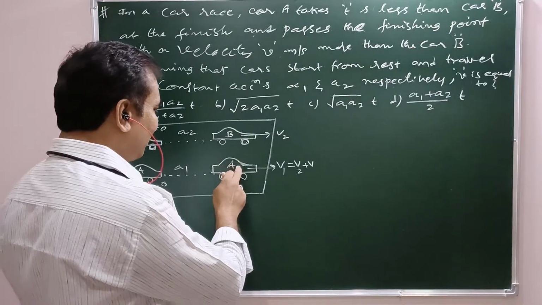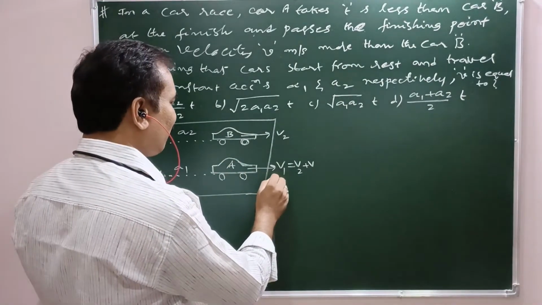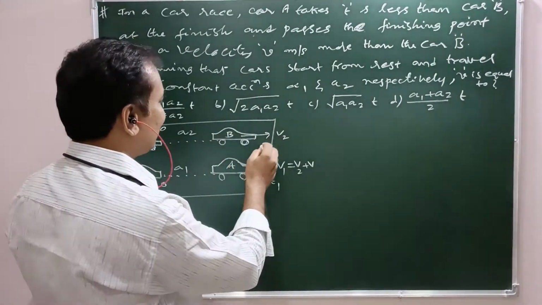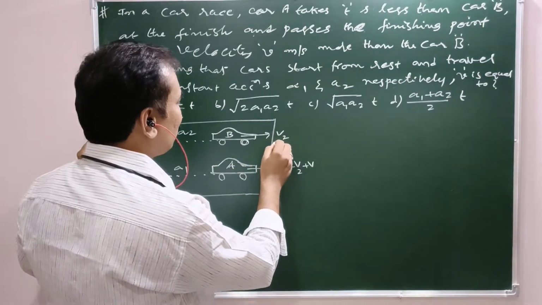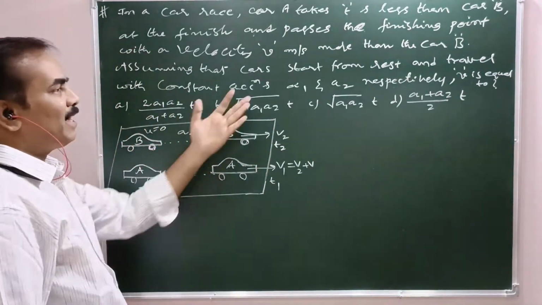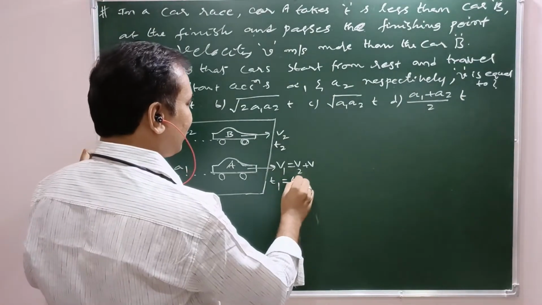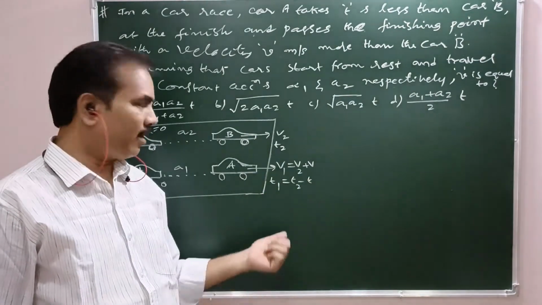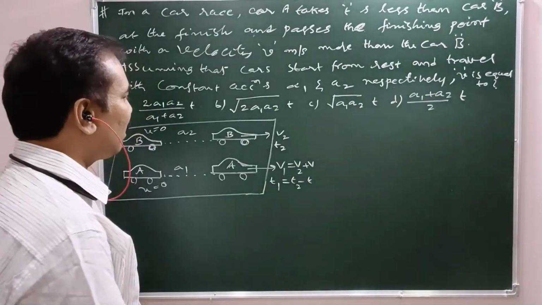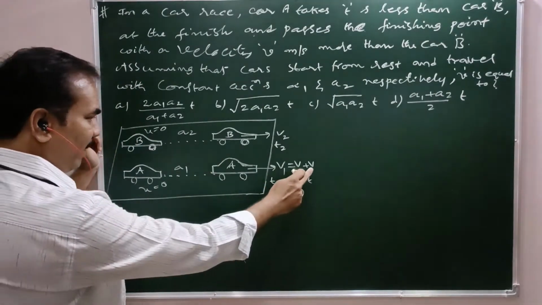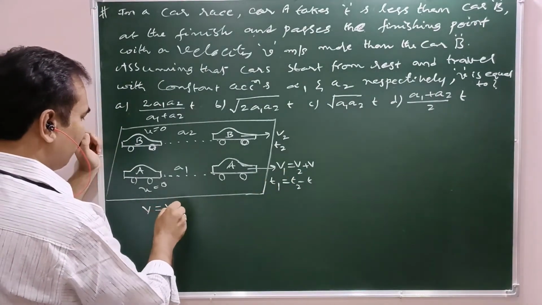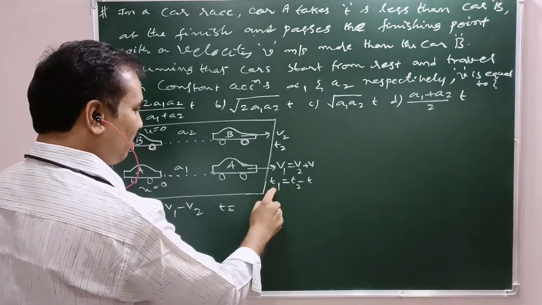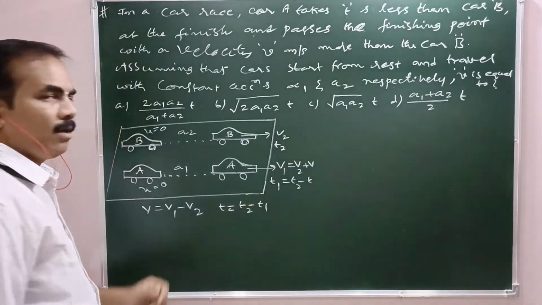Now what is the time taken by car A to reach the destination? Let it be t1. What is the time taken by car B to reach the destination? That is t2, right? Now what is the relation between t1 and t2? t1 equals t2 minus t. Why? Because car A takes t seconds less than car B. So from the data, v equals v1 minus v2, and t equals t2 minus t1, right?